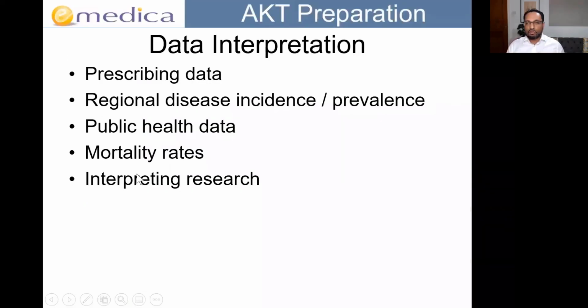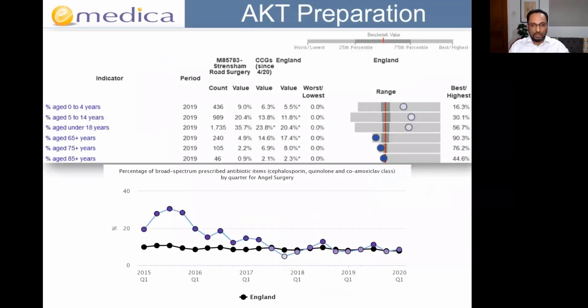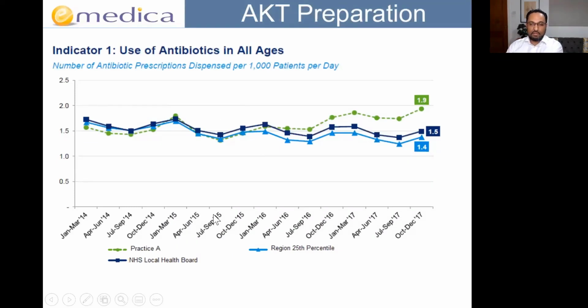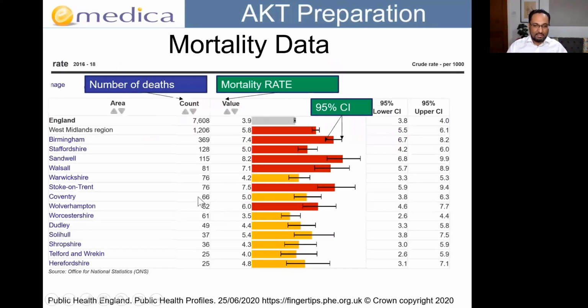Other types of data interpretation that have started to come in are prescribing data, regional disease incidence and prevalence, public health data to do with things like incidence of cancer, two-week wait referrals, infant mortality, cardiovascular mortality, general mortality, but also interpreting research. So for example, looking at things like antibiotic prescribing, age bands in particular practices, antibiotic prescribing in different practices, mortality data, things like this. If you play around with the public health website, fingertips.phe.org.uk, you can get access to lots of this stuff. It's all free. You can access data about your region and it's worth looking into that.